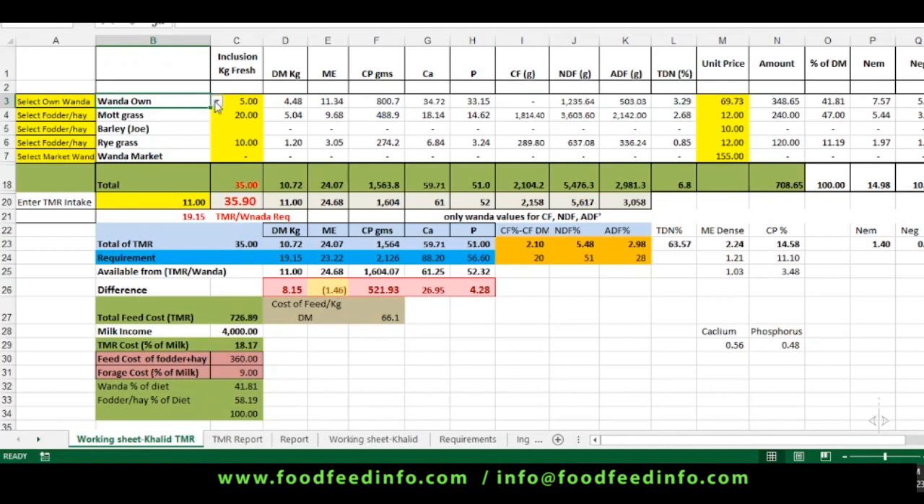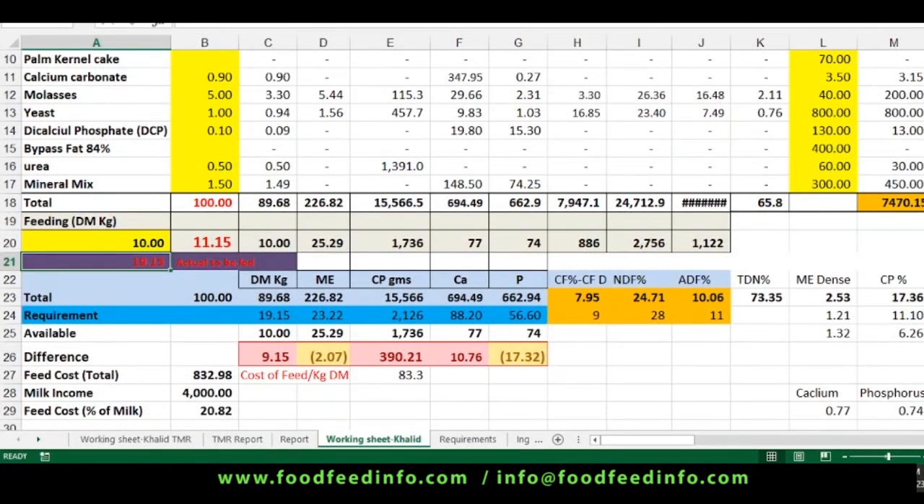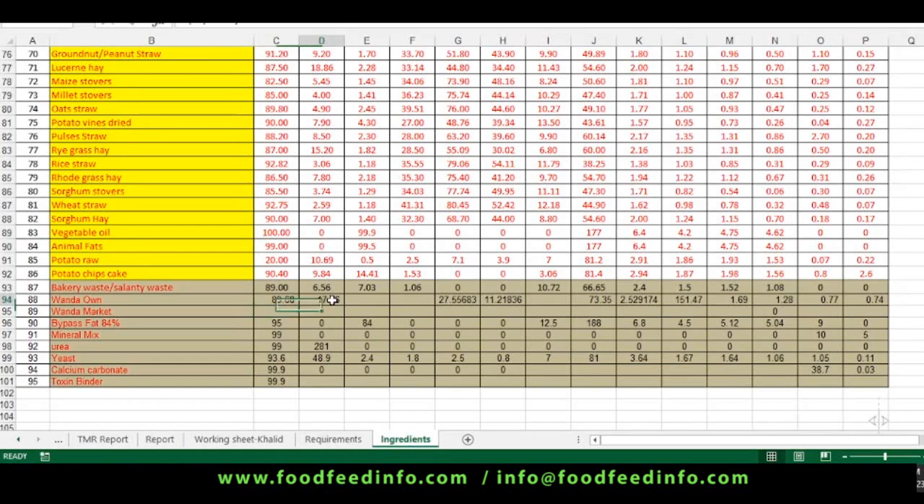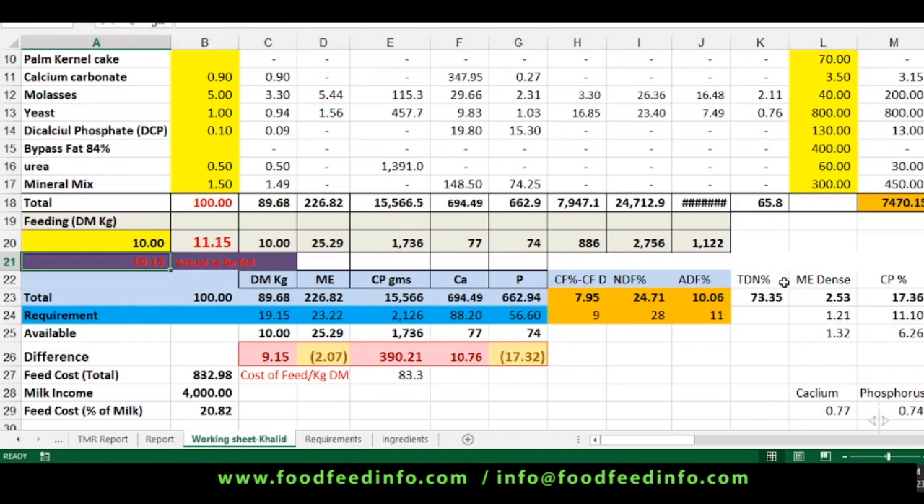This is what you have prepared by yourself, and you have prepared your Vanda over here, this one, which contains 17.36% of the protein. Now look at the ingredient. This is the Vanda own, and it contains 17.36 as the CP value of this Vanda. So it is taken automatically from this sheet. The value is a little higher on the other side because that is on a dry matter basis.